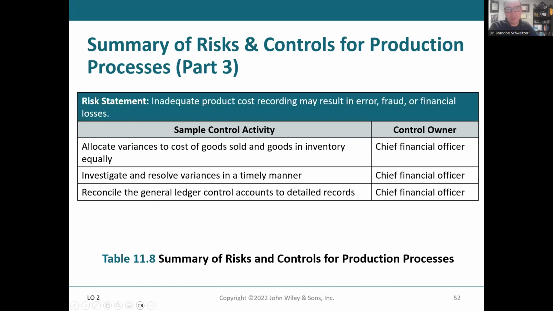Third risk, inadequate product costs, related, let's just say. Allocate variances. Do your cost variance analysis, investigate and resolve those variances quickly. Reconcile any variances to your ledgers.